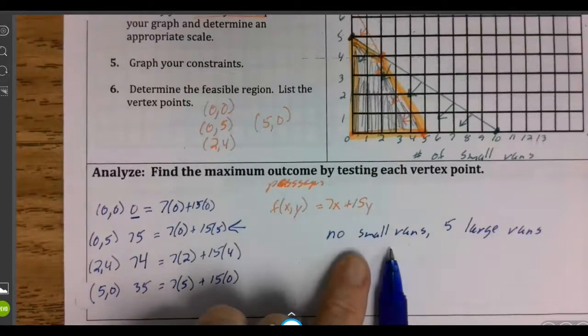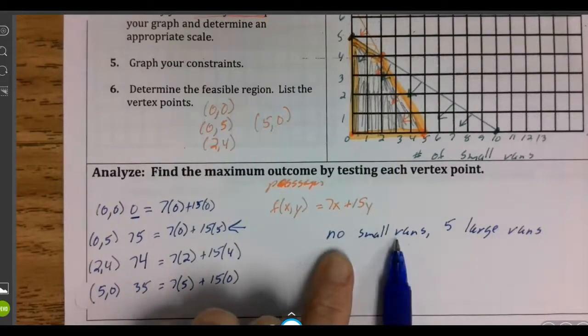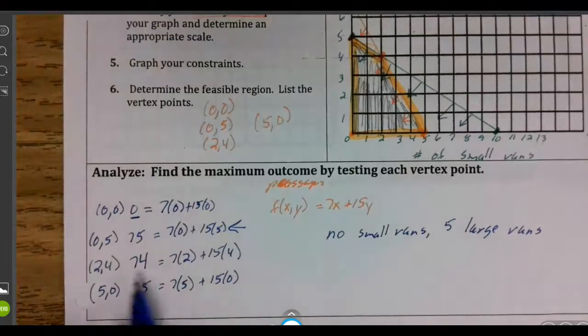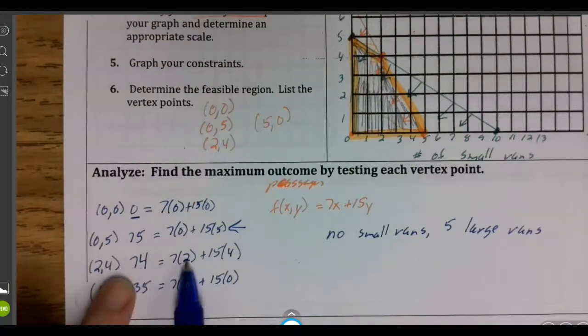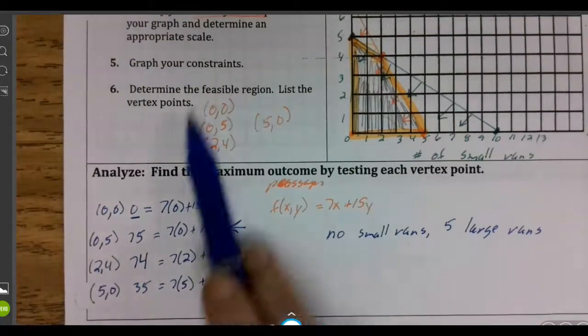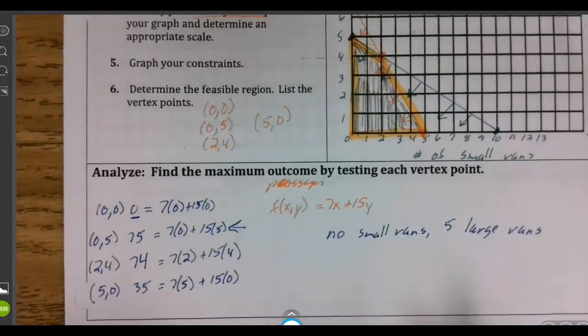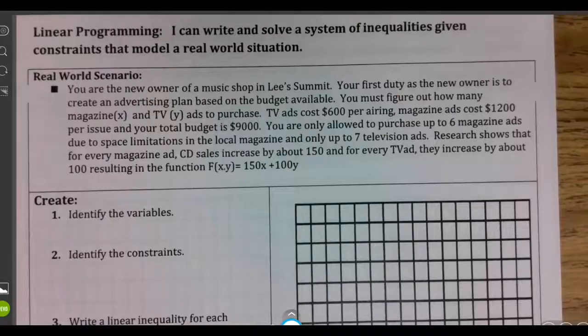Now, it might be that this facility wants to have some small vans for whatever reason. So they might decide to go with 2 and 4 so they can at least have some small vans. So this is mathematically what would be the best. Okay? Questions?